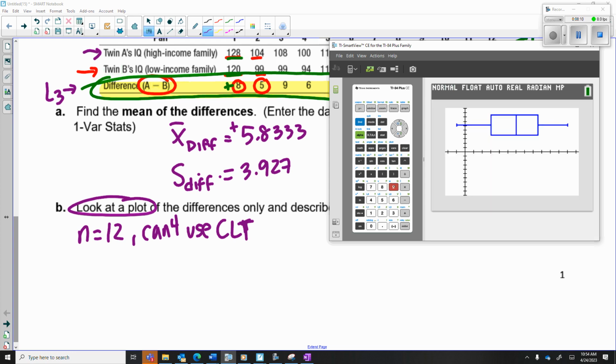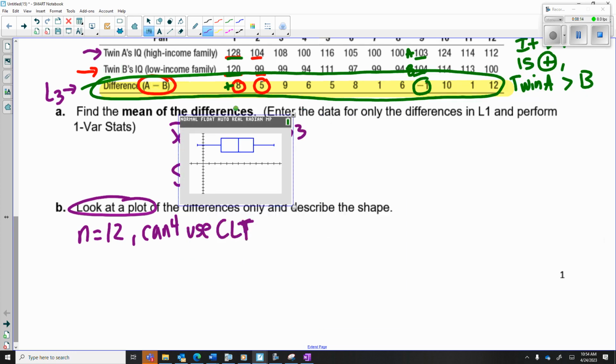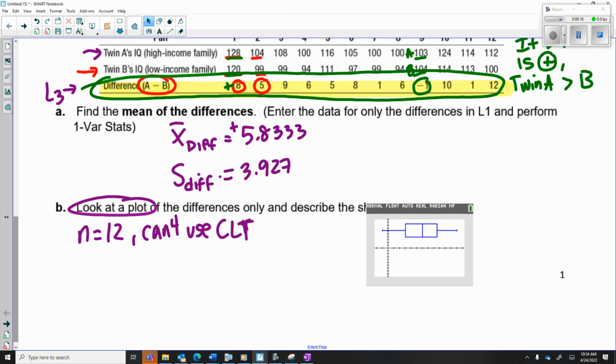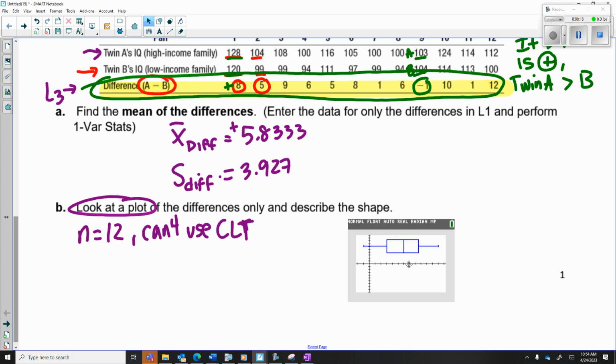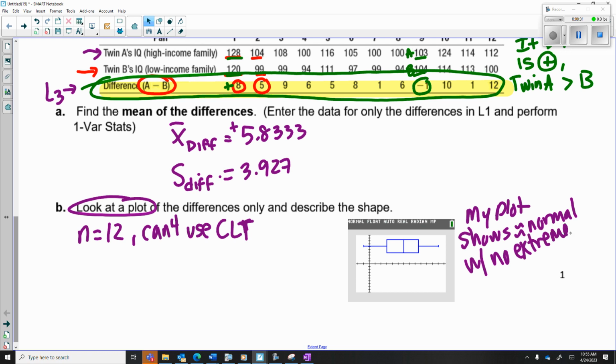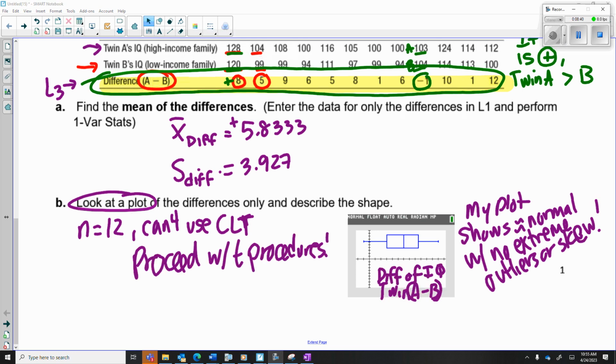So this looks pretty good. So this is approximately symmetric with no extreme outliers or skewness. Nice. Okay, so it says describe the shape. So I want to say my plot shows approximate normality or symmetry with no extreme outliers or skewness. So I am allowed to proceed with T procedures. So I just wrote that down.